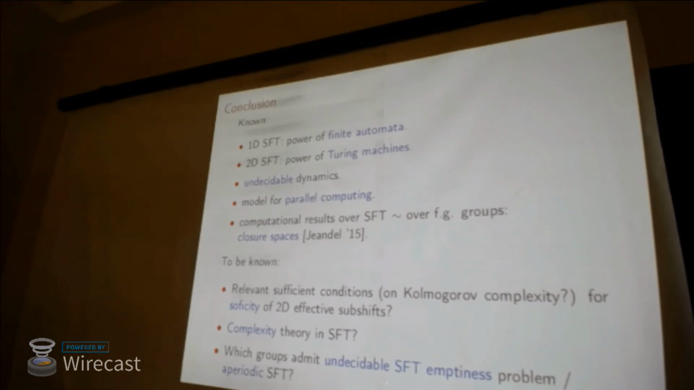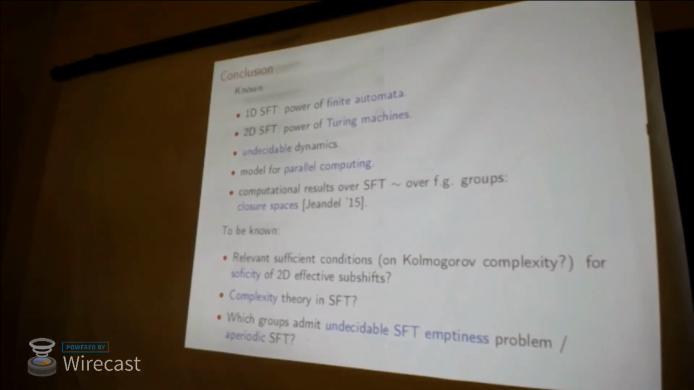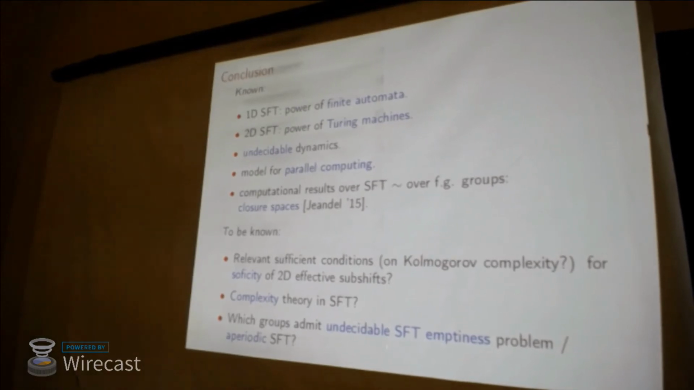This is a conclusion. So SFT in one dimension have more or less the computational power of finite automata. In two dimensions they have the computational power of Turing machines, but they can be interesting as a model for parallel computation. Many dynamical properties that dynamicists use to answer in one dimension have undecidable answers in two dimensions, so the dynamicists were obliged to speak with theoretical computer scientists at some point.